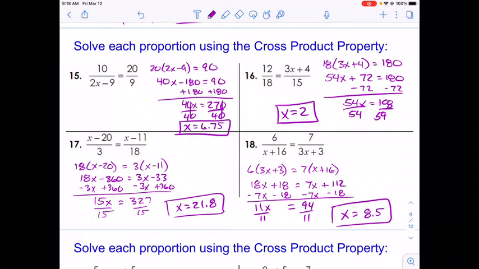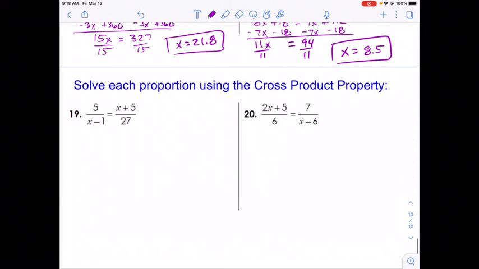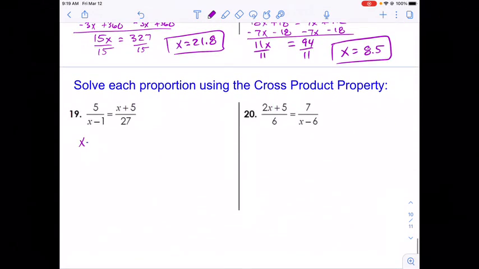All right. So let's take a look at our last two here. These are a little more challenging because they're going to involve some factoring and some FOIL. So this kind of goes back. So what we're going to do is cross multiply here. We're going to have x minus 1 times x plus 5 equals 5 times 27.